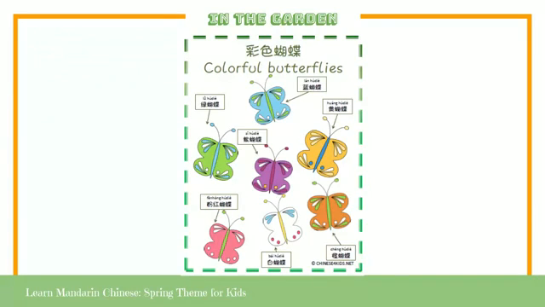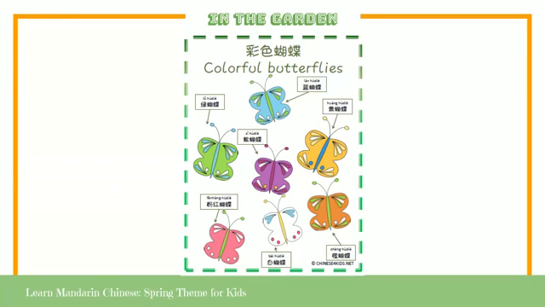Okay, so look, we talk about butterflies a lot. And here is a lovely picture. And the title is Colorful Butterflies. There are many butterflies. Let's go through them one by one. So we will start on the top. 蓝蝴蝶. What does it mean? Blue butterfly, right? 绿蝴蝶. Green butterfly. 紫蝴蝶. Purple butterfly. 黄蝴蝶. Yellow butterfly. 粉红蝴蝶. Pink butterfly. 白蝴蝶. White butterfly. 橙蝴蝶. Orange butterfly.